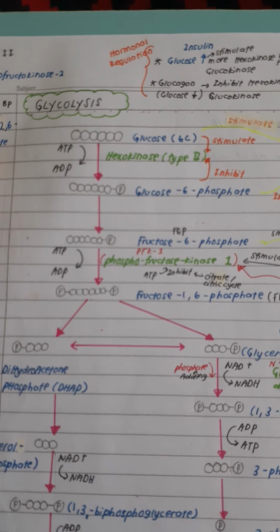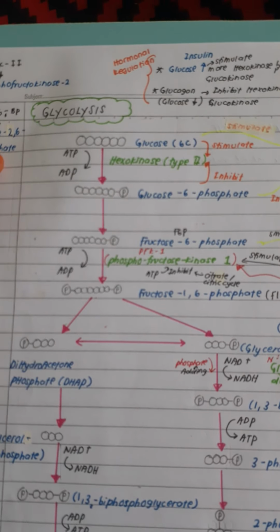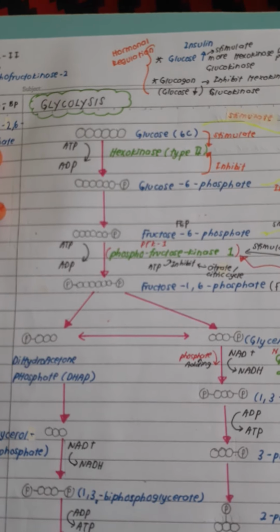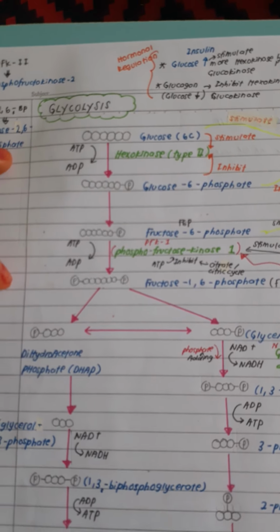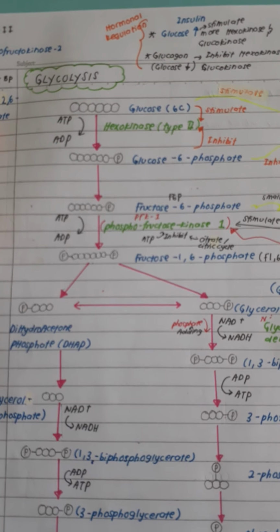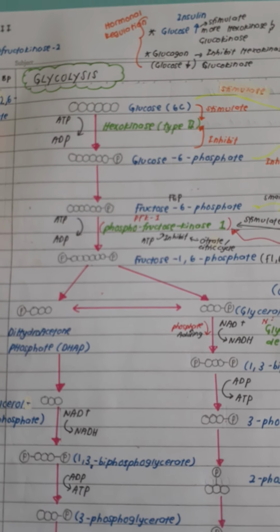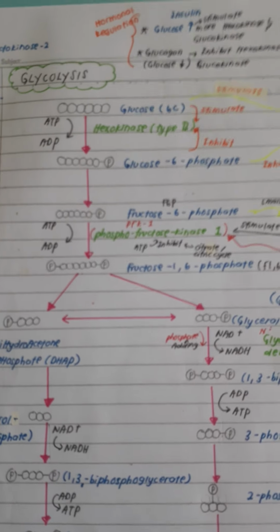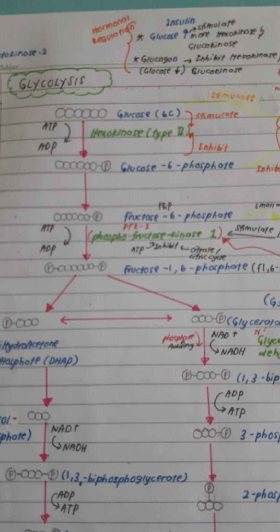Glucose 6-phosphate convert to the fructose 6-phosphate, and then fructose 6-phosphate convert to fructose 1,6-phosphate, converted by phosphofructokinase 1.